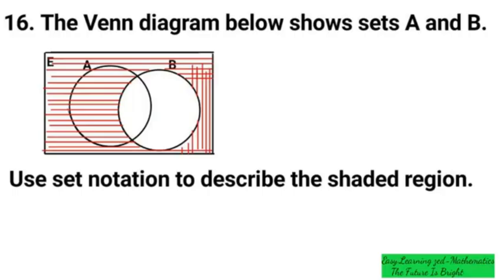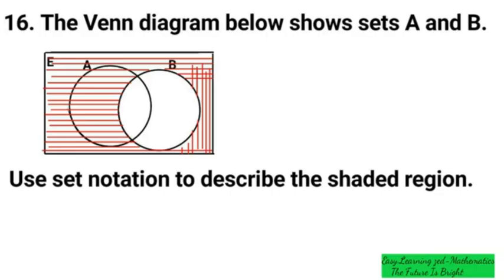Okay, so question 16 was as follows. The diagram below shows set A and set B. So that's the diagram you can see, which shows set A and set B. E is for universal set. Okay, and then the question is use the set notation to describe the shaded region.